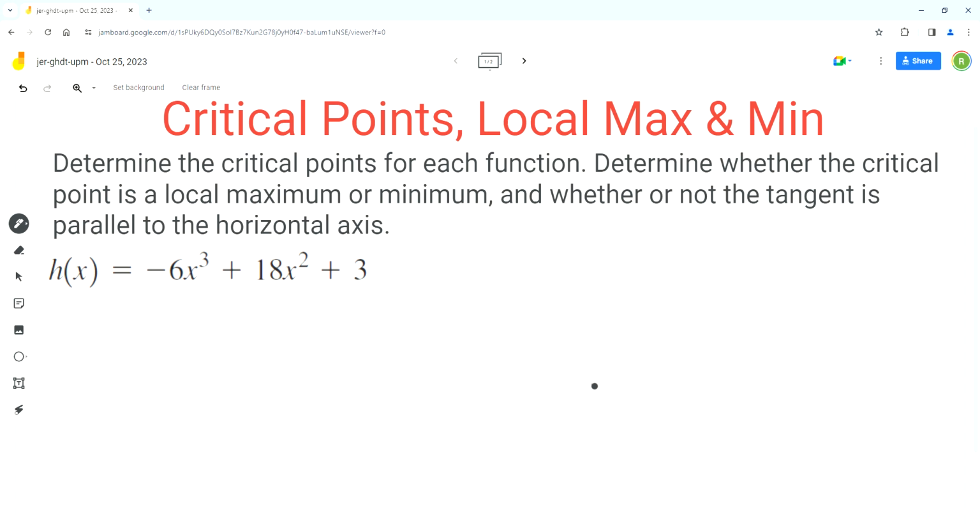So in this video, we'll solve this problem using the concepts of derivatives. As per the problem, determine the critical points for each function, determine whether the critical point is a local maximum or minimum, and whether or not the tangent is parallel to the horizontal axis. So let's start with critical points.